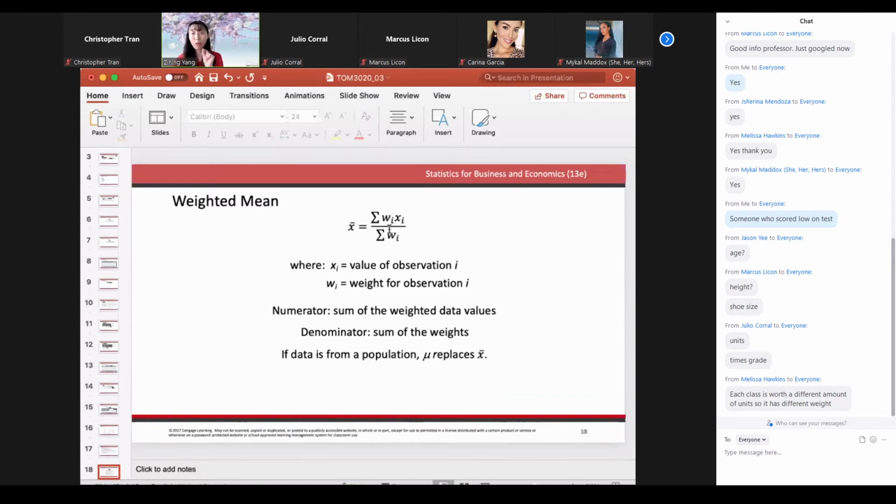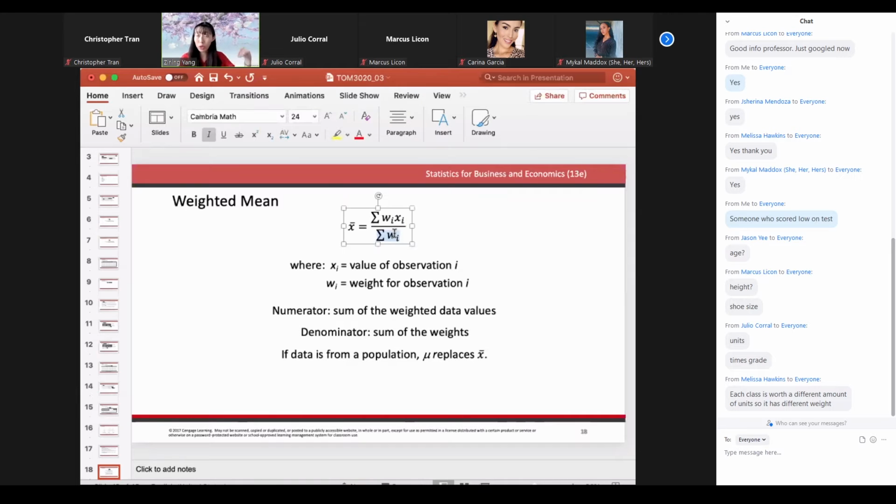This is the formula to calculate your GPA, or the formula to calculate the weighted mean. So the weighted mean, X bar equals the sum of W times X. What's W? It's the weight. And X is the value of that observation. So we need to first do multiplication. And then for the numerator, we take the sum of all that. The tricky part is the denominator.